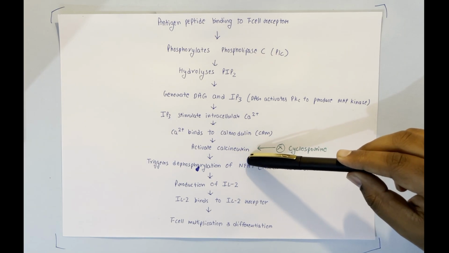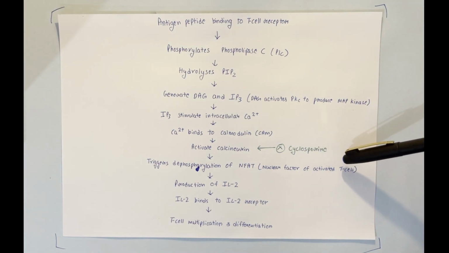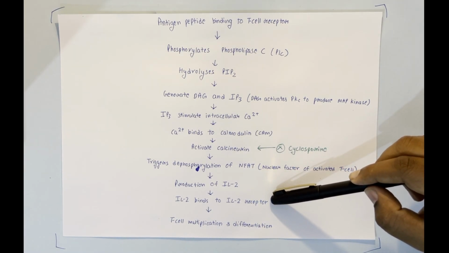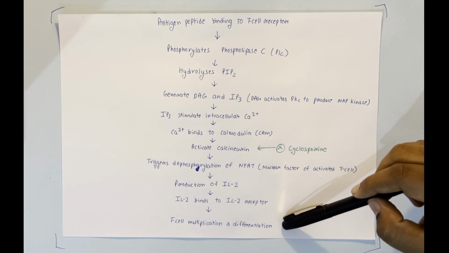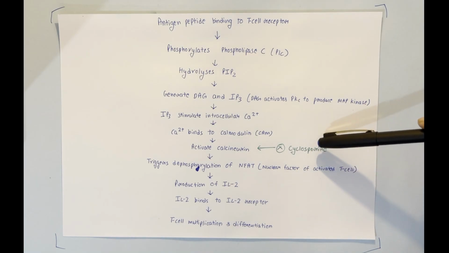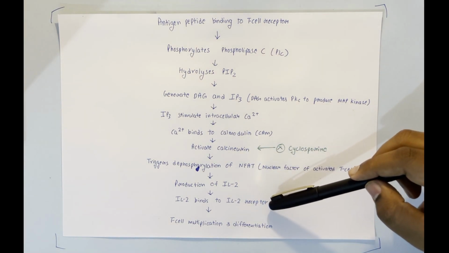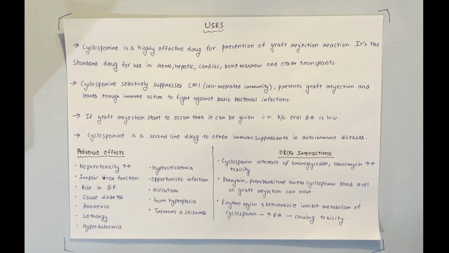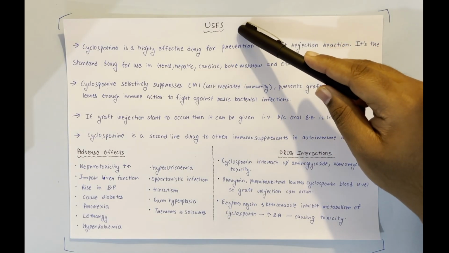This triggers dephosphorylation of NFAT, which is nuclear factor of activated T cell, and production of IL-2. IL-2 binds to IL-2 receptor, leading to T cell multiplication and differentiation. All the processes following the activation of calcineurin are inhibited by the drug cyclosporine. At the top we have the uses of cyclosporine.